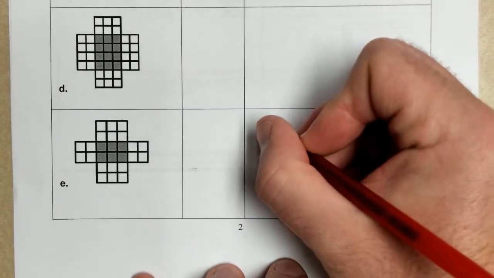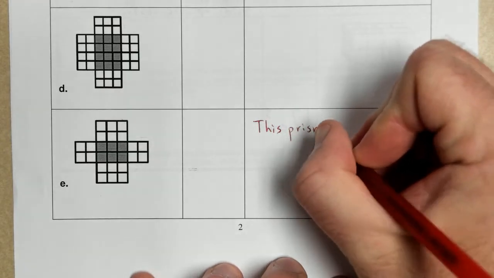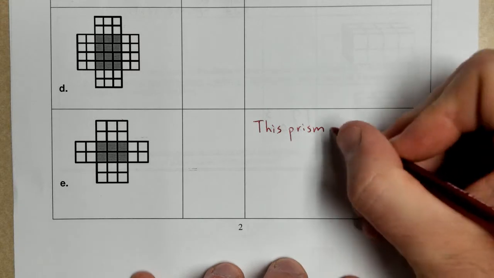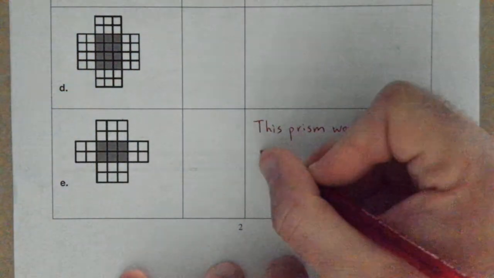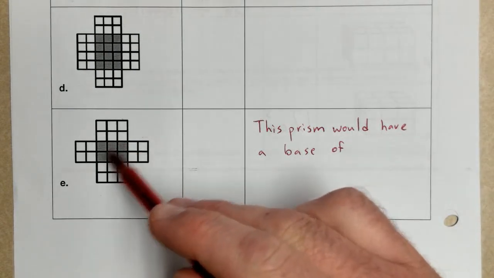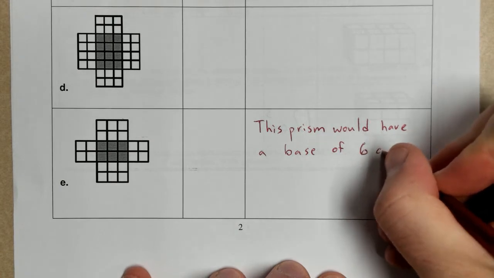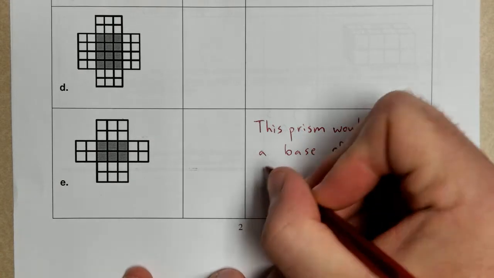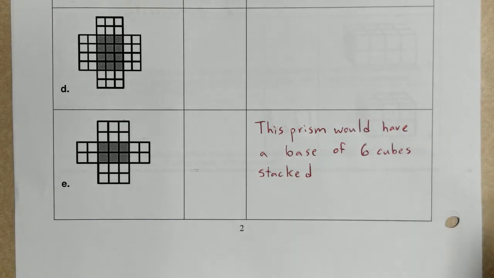So, this prism, I know it's a net right now, but if I folded it, this prism would have a base. Oops, sorry folks. 1, 2, 3, 4, 5, 6. So this prism would have a base of 6 cubes stacked. Now we want to see how high.